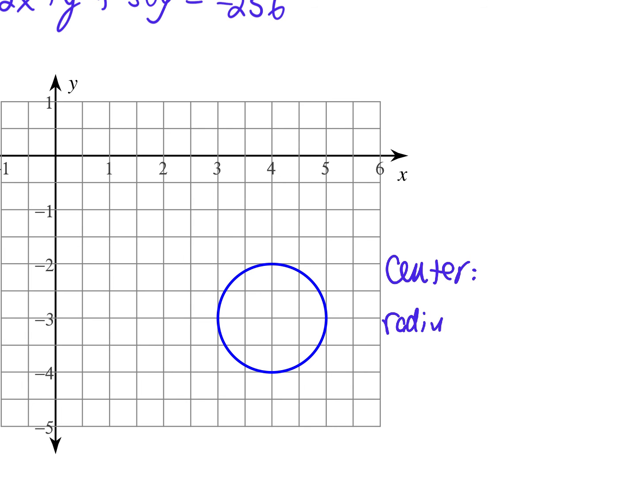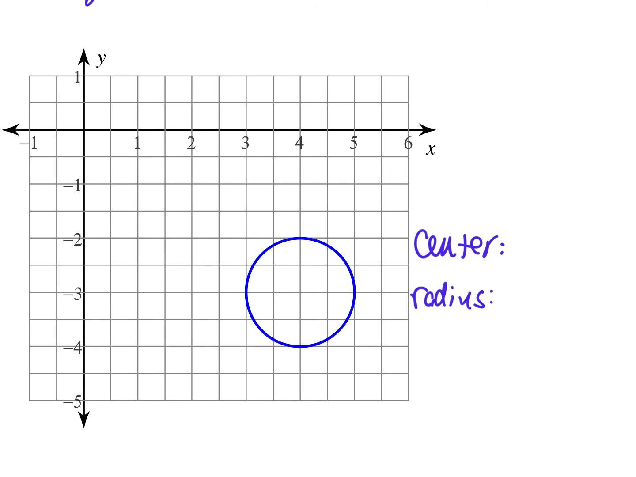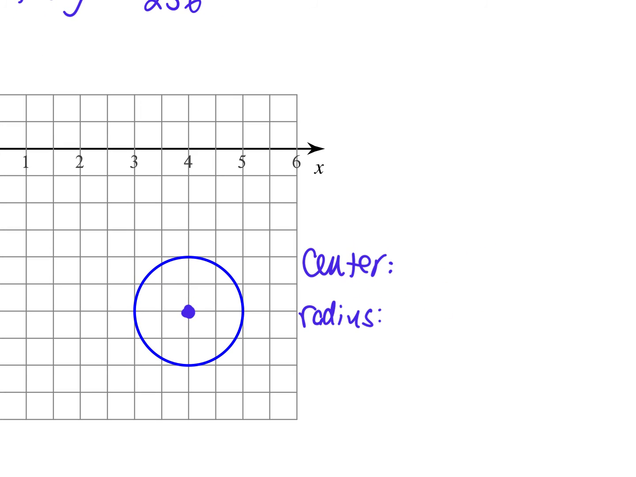Well, if you have a picture, this is pretty easy. The center of the circle, do you guys agree with me, is right there? What is that point? It's 4, -3. So your center is 4, -3. And your radius is how far it is from the center to a point on the circle. How many spaces do I have to go to the right? 2. How many do I have to go up? How many to the left? What's your radius, guys? 2.